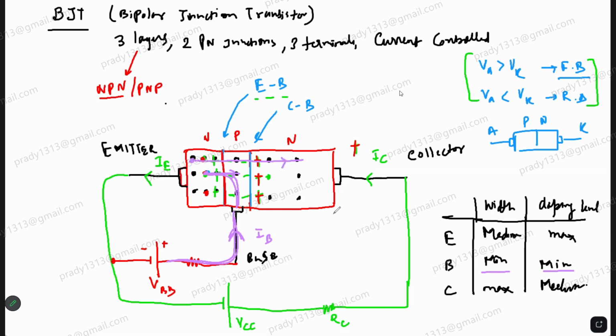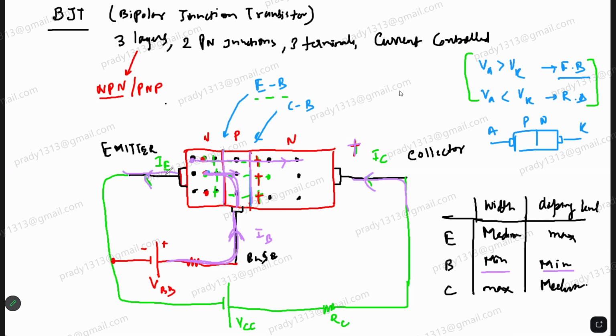Because this has a wider width, also it has enough space, right? Yes or no? Plus the supply voltage that you have given has a polarity which is attracting it. Also, this depletion region's width is maximum, supporting the movement. Okay. So the remaining electrons, once this is forward biased, start flowing from emitter to collector, and that's what causes the collector to emitter current to flow.